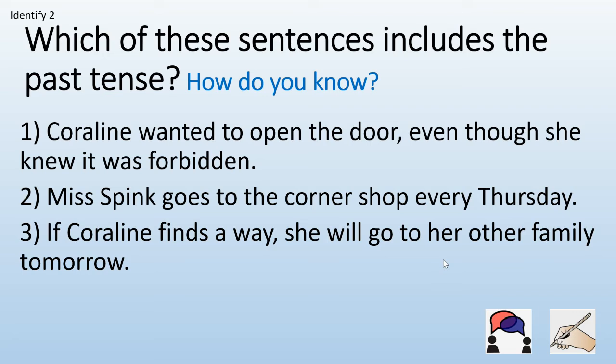Which of these sentences includes the past tense and how do you know? Coraline wanted to open the door even though she knew it was forbidden. Miss Bink goes to the corner shop every Thursday. If Coraline finds a way, she will go to her other family tomorrow. So pause the video and tick or cross these sentences.